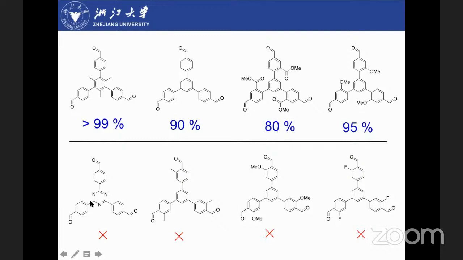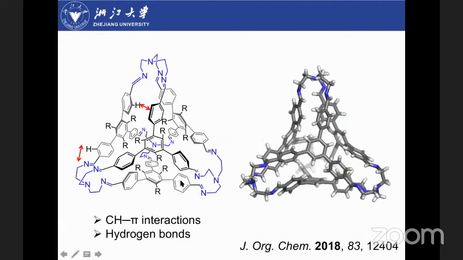However, if you switch this benzene ring to triazine, there is no cage formation. And also, if you replace the proton here with a methoxy and fluorine atom, there is no cage compound. So why? Why is this proton so important? This is because this cage is driven by CH-pi interaction.